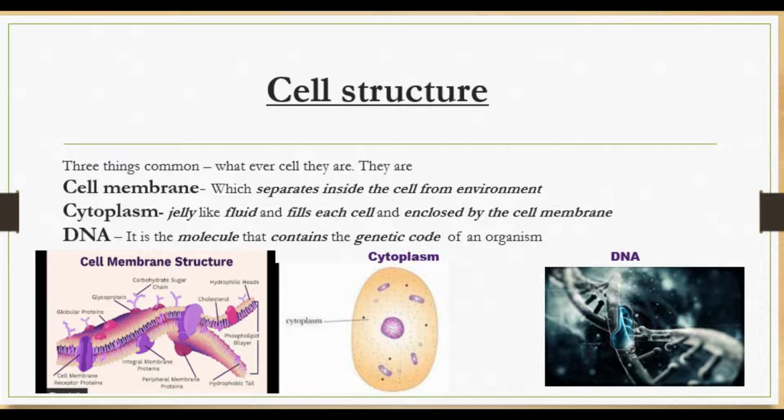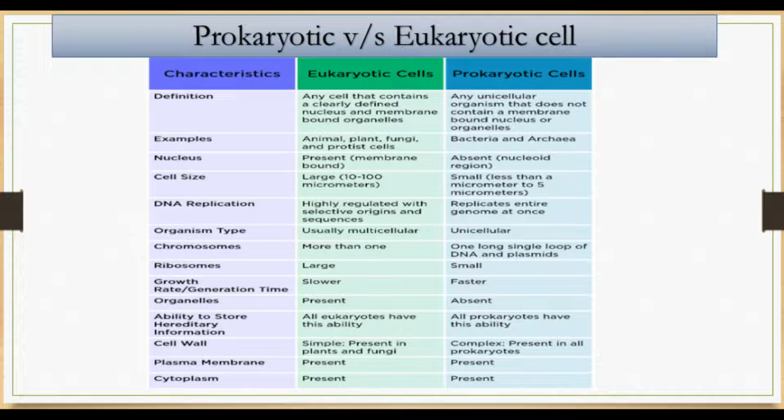Next is the prokaryotes and eukaryotes. I will give you a brief introduction of what prokaryote and eukaryote are. Likewise, I will give you the definition, the examples, nucleus, the cell size, DNA replication, organism type, chromosomes, ribosomes, growth rate, organelles, ability to store hereditary information, cell walls, plasma membrane and cytoplasm.